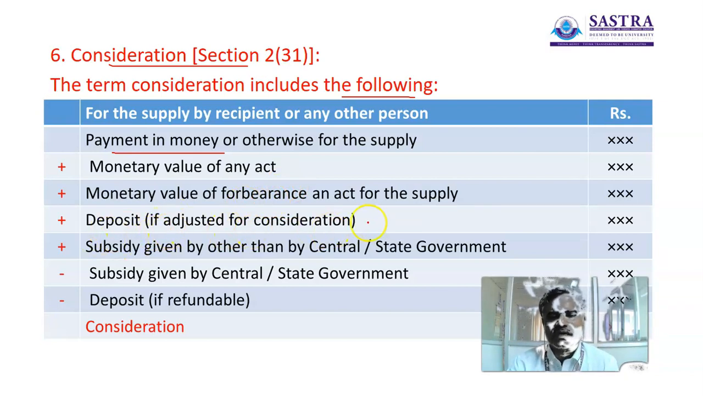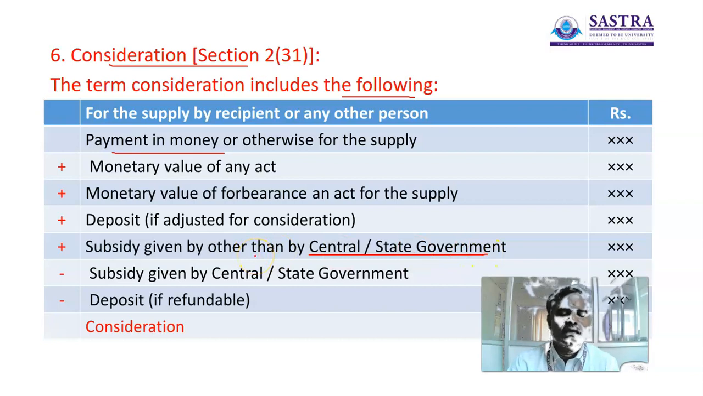Deposit if adjusted for consideration. At the time of placing an order, they give some advance. This amount should also be treated as a consideration, but it should be adjusted for them. Suppose you receive an order for 100 TVs, but they gave 1 lakh rupees at the time of giving the order. This 1 lakh should be adjusted at the time of making final payment. Okay.